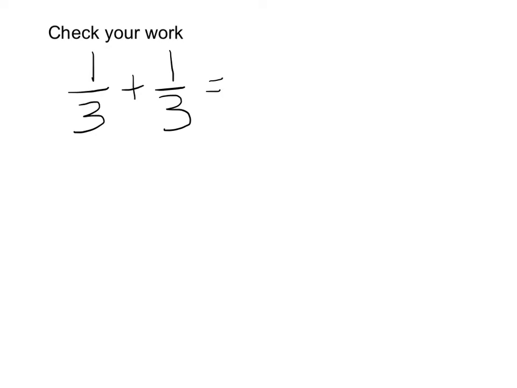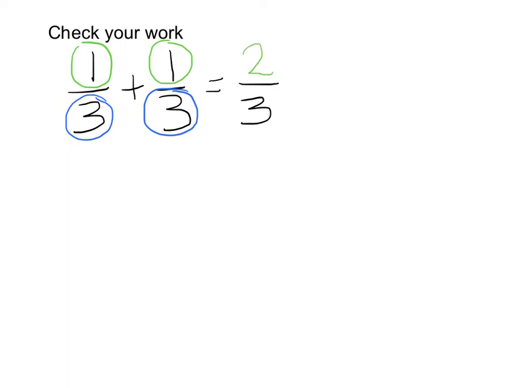As I look at this first problem, 1/3 plus 1/3 equals, the first thing I notice is that the denominators are the same. That means that I can bring that denominator straight over to my sum. Next, I look at my numerators, and now I know I can add 1 plus 1 equals 2, so my answer is 2/3.